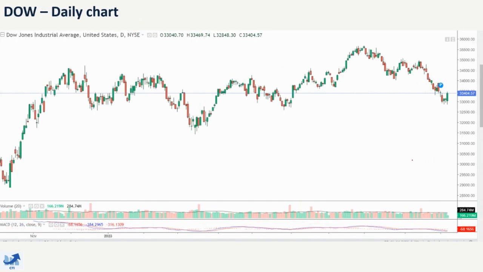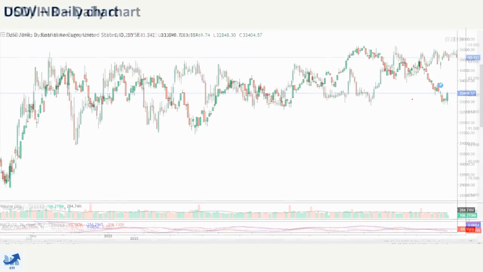In the Dow chart also, you can see the same identical candle which is being formed over here, which was on Friday. You can expect some amount of relief rally, and 34,000 would be a good resistance zone, beyond which the weakness of the Dow will again continue.